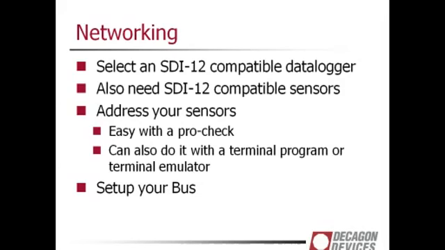For example, all of the Decagon sensors leave the factory with a default SDI-12 address of 0. If you want to put 62 sensors on one port, you're going to have to give each sensor on that port a unique address. This is easy to do with the ProCheck. That's a handheld device that we make that, among other things, can address your sensors. You can also do it with a terminal program or a terminal emulator if your data logger has one of those. And then the next thing you're going to need to do is set up your bus.